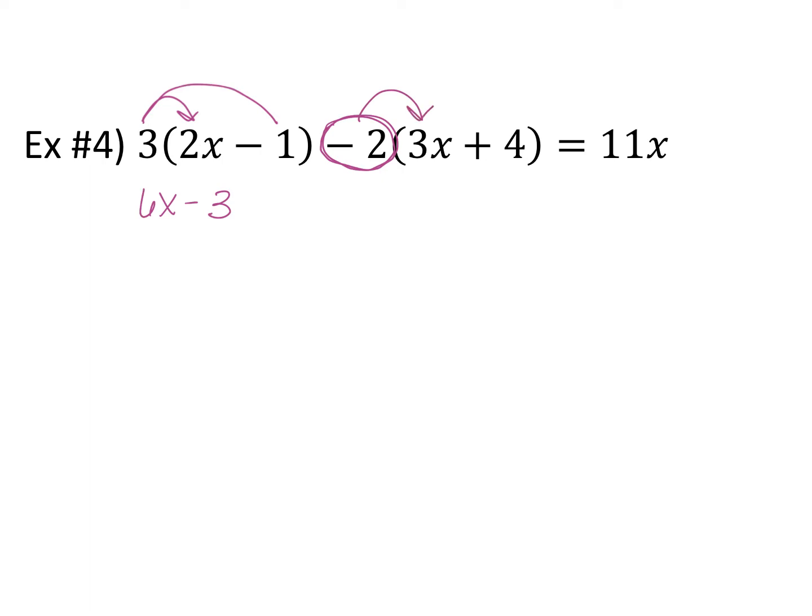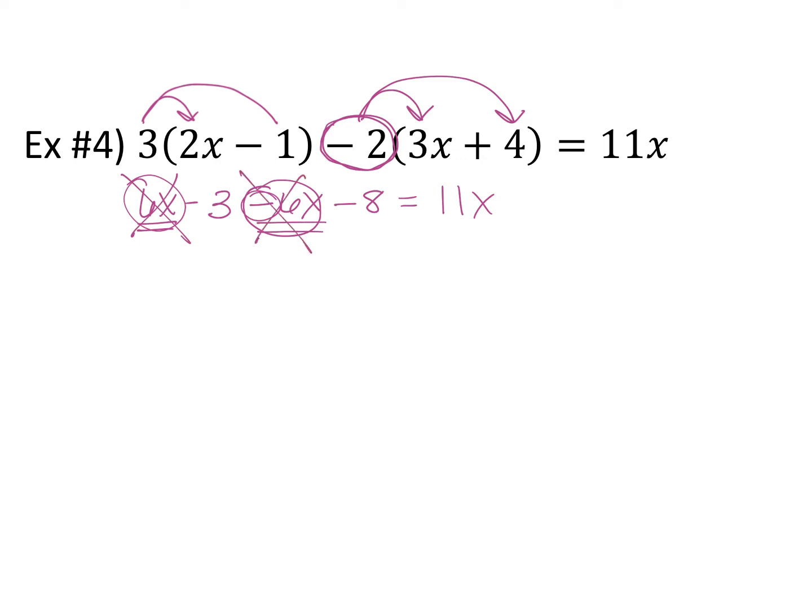So negative 2 times 3x is a negative 6x, and negative 2 times 4 is a negative 8. Okay? No more parentheses, because when you distribute, those parentheses go away. All right? So you have this equal to 11x. Now we simplify. 6x minus 6x, right? We keep the symbol that's in front of it. So if I go 6x minus 6x, what do I get? 0x, right? It goes away. So these are gone.